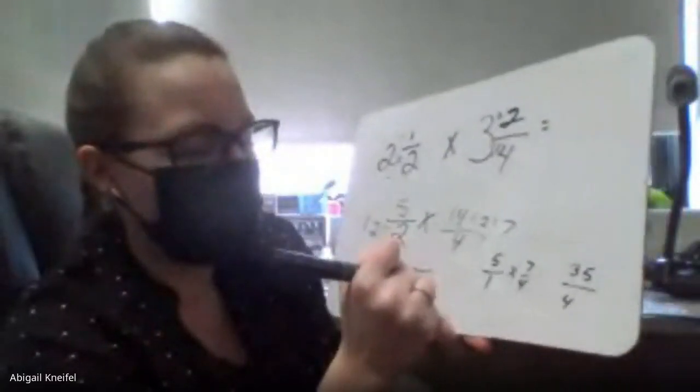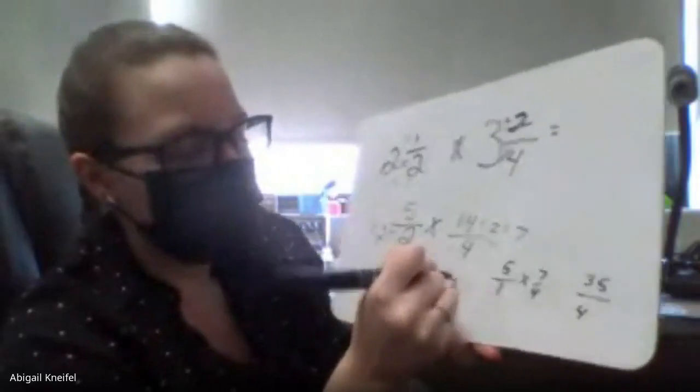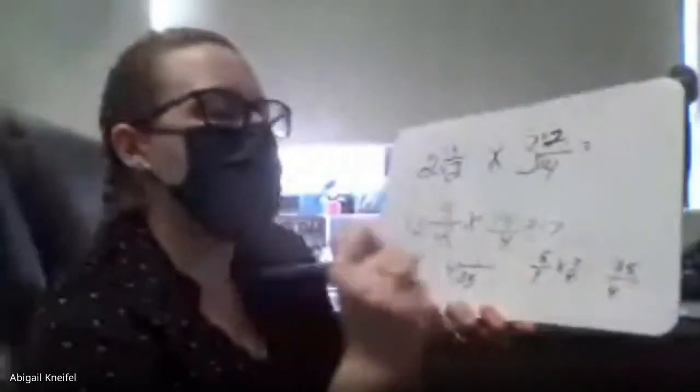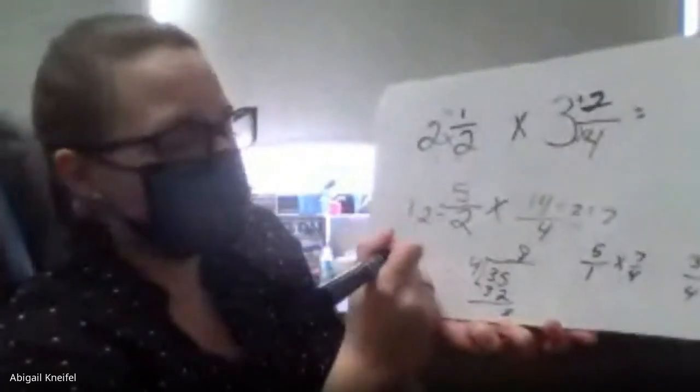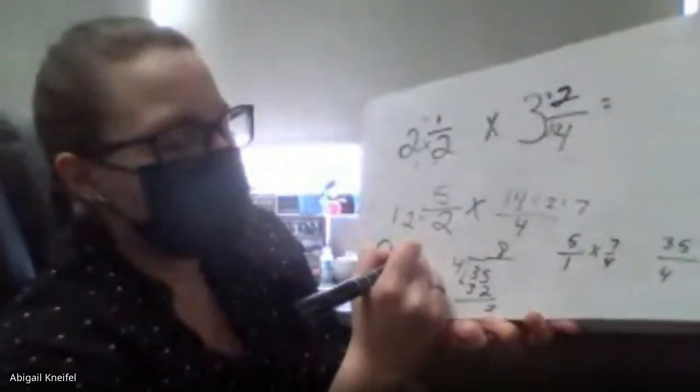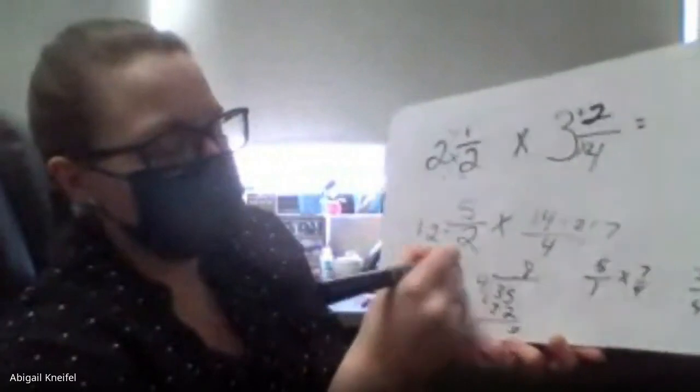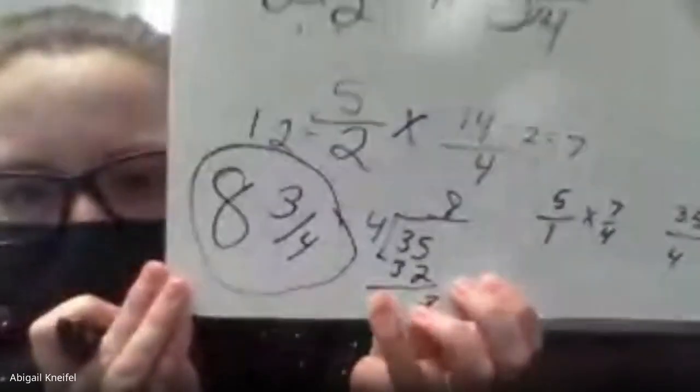I can't leave it like that. That looks silly. What do I need to do? I need to divide 35 by 4. 4 can go into 35 8 times, which is 32. 35 minus 32 is 3. I have 3 left over. So I have 8 wholes and 3 over 4. 8 and 3/4 should be your answer.